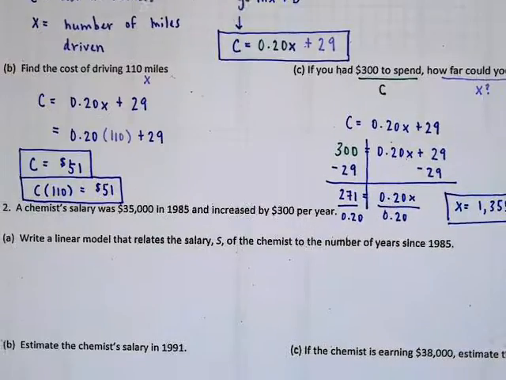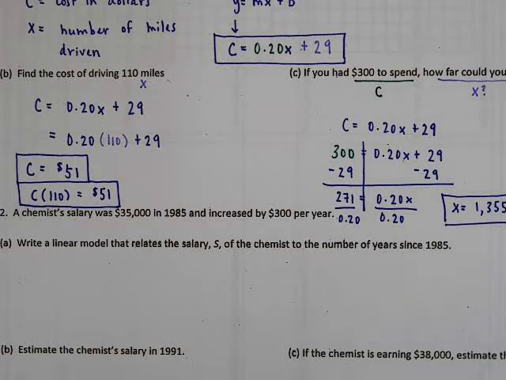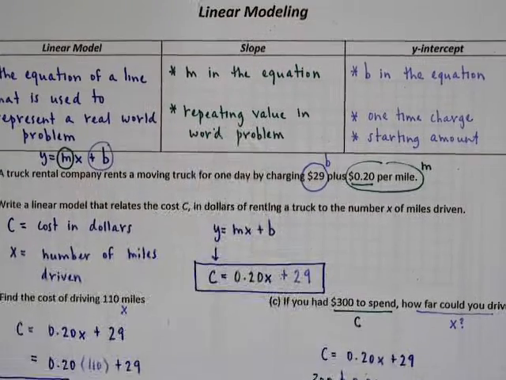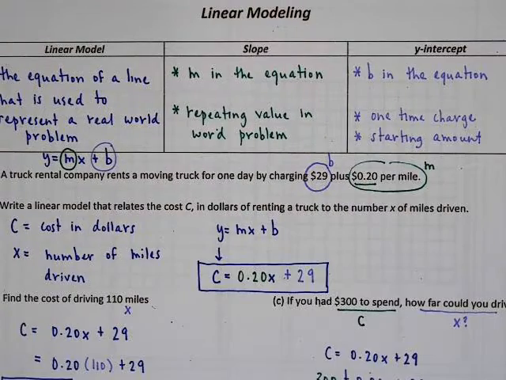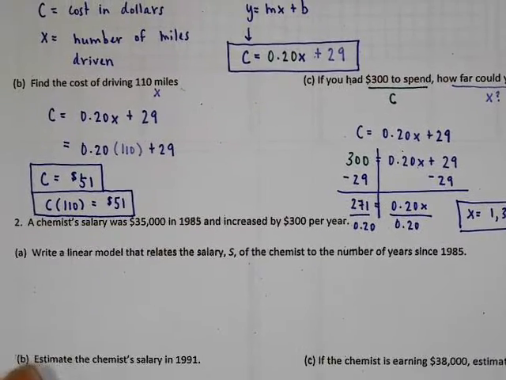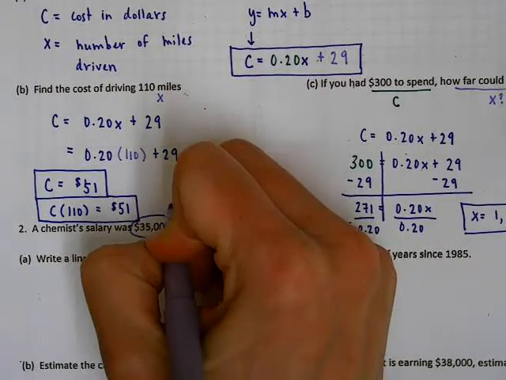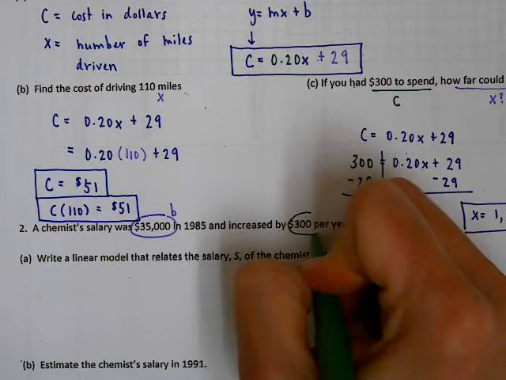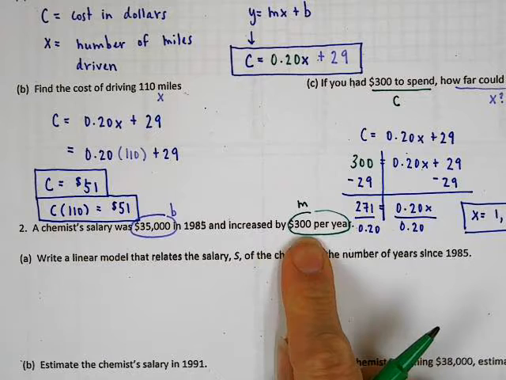All right, I'm going to adjust the camera here so I can get this problem. This problem says a chemist's salary was $35,000 in 1985, and it increased by $300 per year. So the first thing I need to figure out is what's going to be the repeating value and what's the one-time charge or the starting amount. So it looks like our starting amount is going to be the $35,000, right? That's kind of where we began. And then every year, we know that salary is going to go up $300. So that's the repeating part of our equation.